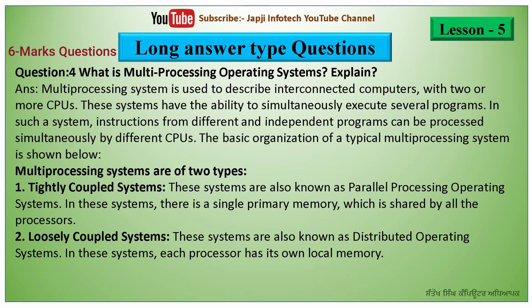So multiprocessing systems are of two types. The first one is tightly coupled system. These systems are also known as parallel processing operating systems. In this system, there is a single primary memory which is shared by all the processors. And the second one is loosely coupled system. These systems are also known as distributed operating systems. In this system, each processor has its own local memory.